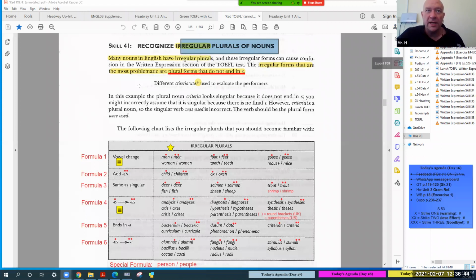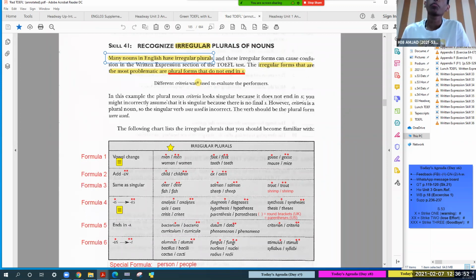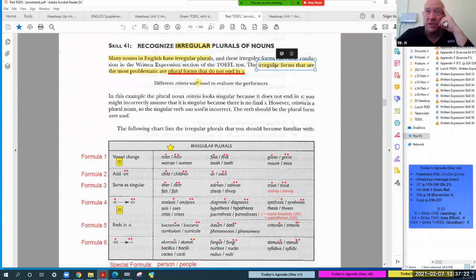Okay? All right, so let's read this, please. Amjad. Many nouns in English have irregular plurals. So if it's irregular, then it's something you have to learn. You have to learn it because it doesn't follow the rule, right? You have to learn it separately, like a special case. It's irregular. Continue.